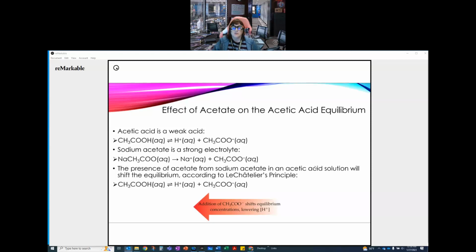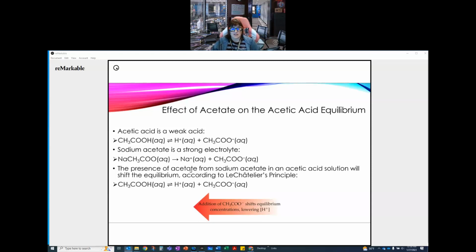set of slides. So we left off here, and we were getting ready to talk about the effect of acetate on acetic acid equilibrium. Now, acetic acid is a weak acid, so we have CH3COOH going to H plus and CH3COO minus. Sodium acetate is a strong electrolyte, and it completely dissociates when it goes into solution. So NaCH3COO goes to Na plus and CH3COO minus. Now notice, those are the same ions. So we're getting acetate from both of them. That means we have a common ion effect when we add that to the acetic acid.